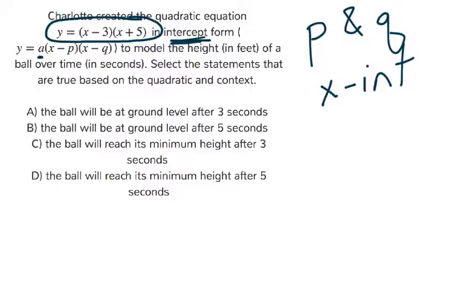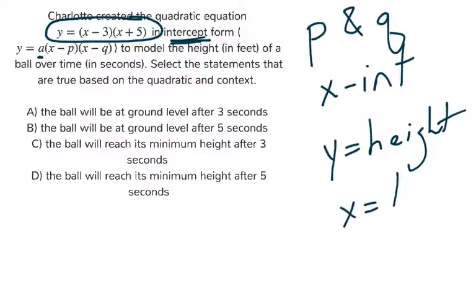And now it says to model the height in feet of a ball over time. So it's basically y is the height of the ball, and then x is the time that's passed since the ball was thrown or launched into the air. Now, it says select the statements that are true based on the quadratic and context. First thing you want to do is maybe sketch out this graph.